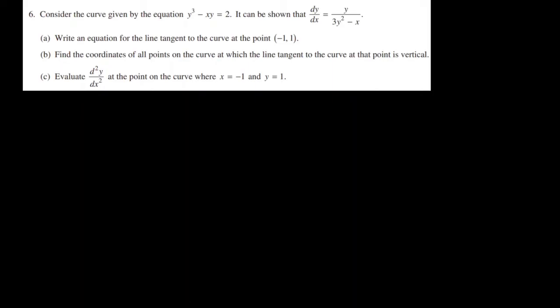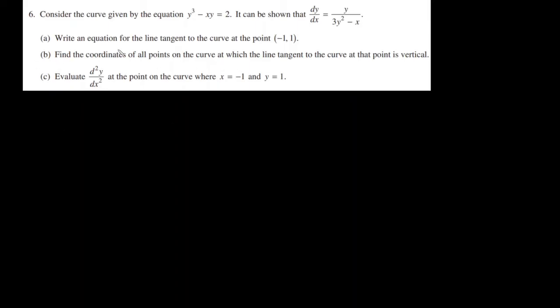Question number 6. Consider the curve given by the equation y cubed equals xy minus 2. It can be shown that dy/dx equals y over 3y squared minus x. Part A asks us to write an equation for the line tangent to the curve at the point -1, 1.